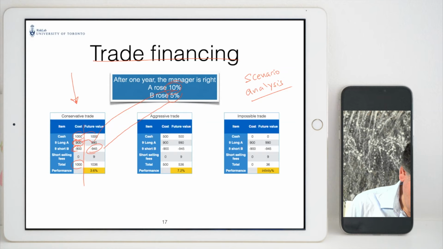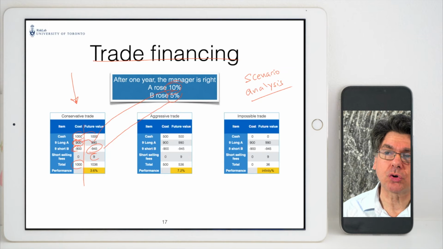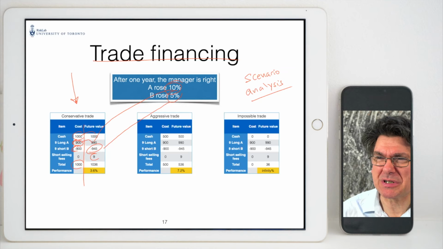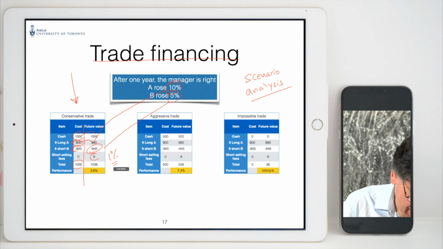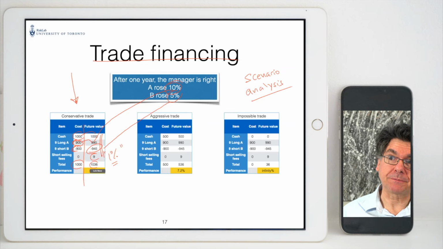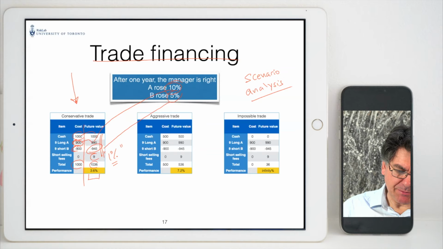I'm going to assume that I have to pay a 1% financing fee. Usually when you go short stock, you have to pay for borrowing the stock. You have to pay less than 1% usually. It's only a few, like 0.3% or something. But let's say it's 1%, okay? That's the fee. I'm going to assume it's 1% because it's easy to calculate. That means that net, I will make $36 profit, which is 3.6%. Okay? On this trade, A goes up by 10%, B goes up by 5%, I go up by 3.6%. Is this good or not good? What do you think?